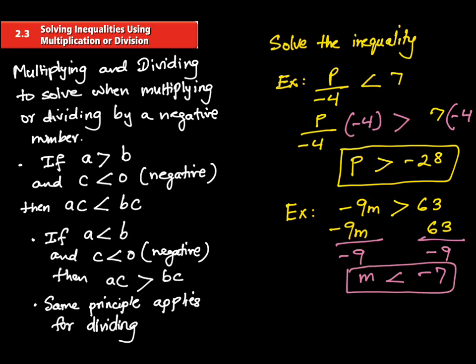All right, so that's the main goal of this lesson, solving inequalities using multiplying or dividing. It's important to remember that when we multiply or divide by a positive number, the inequality's direction does not switch. But when you multiply or divide by a negative number, then the inequality's direction switches. So pay attention to that detail, okay?